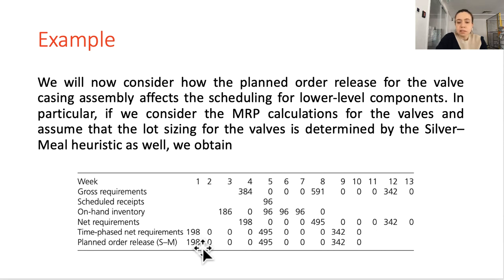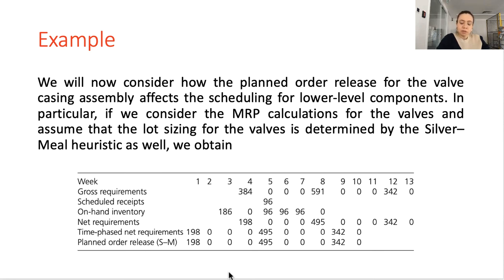And here I will show you the plant order release when we apply the Silver-Meal methodology, and you can see that in fact the numbers are exactly the same as the numbers in net requirements. Even though we now apply the Silver-Meal methodology, we obtain the solution that we obtain with the lot-for-lot methodology. So now we see the effect of this heuristic approach in the explosion process.